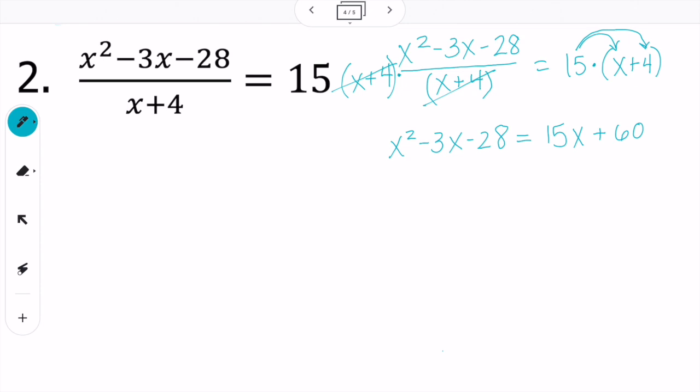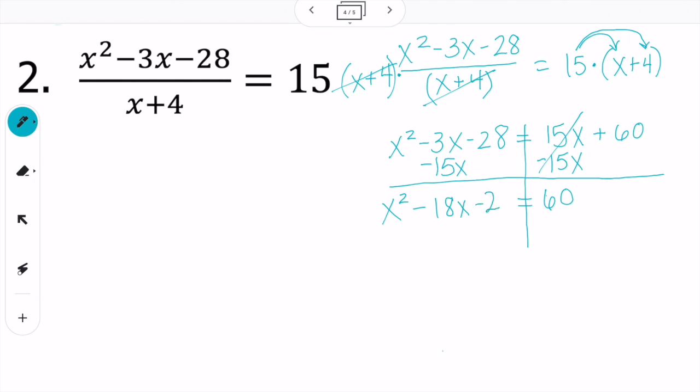Like I mentioned on the very first slide, we have to get this equal to 0 to use our quadratic strategies. So I'm going to move everything over to the left-hand side. I'll get rid of the 15x first. That just cancels over there, which is good. The 60 will come down. And then on the left, we have the x squared. Now we have negative 18x because we're going more negative, and the negative 28 on the end. Now we can just get rid of that 60. We want nothing on the left-hand side.